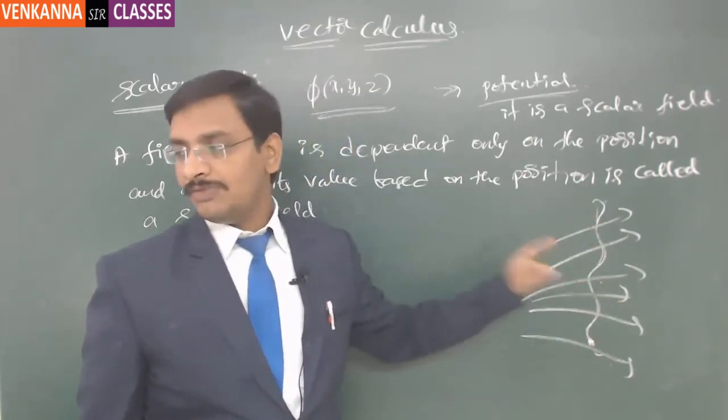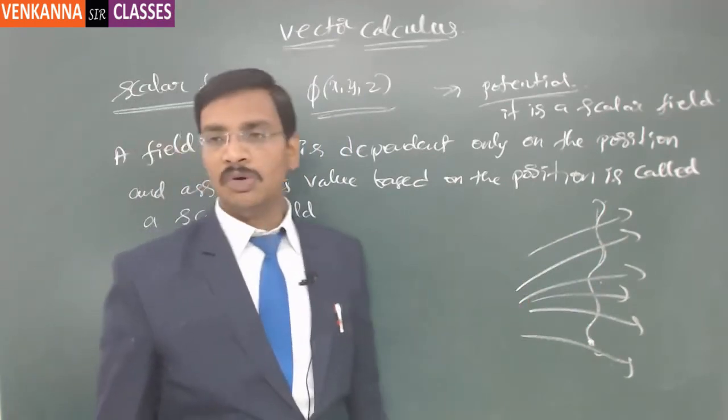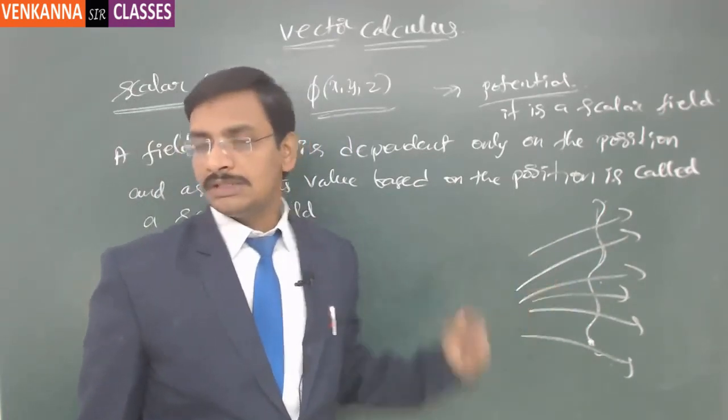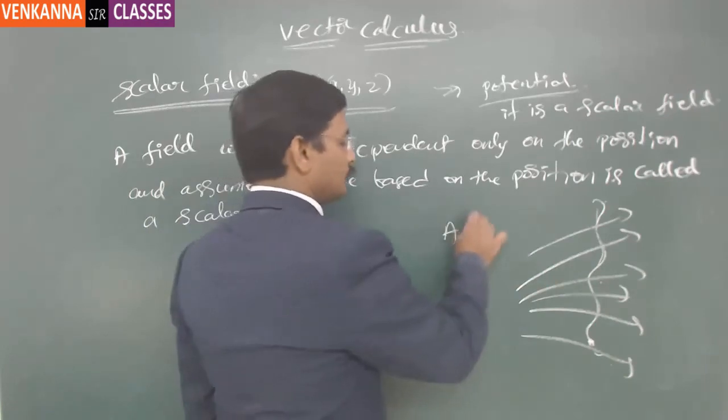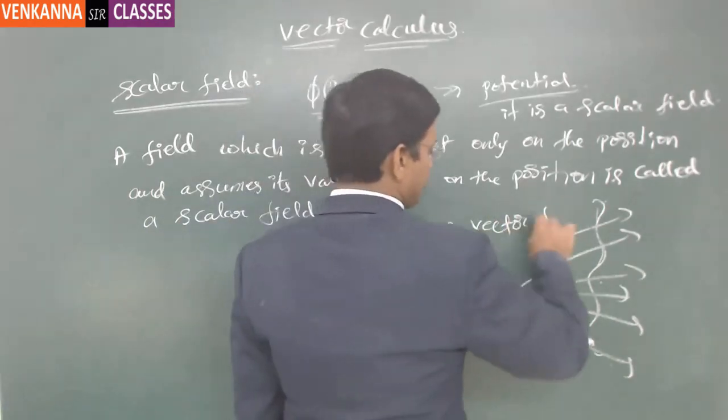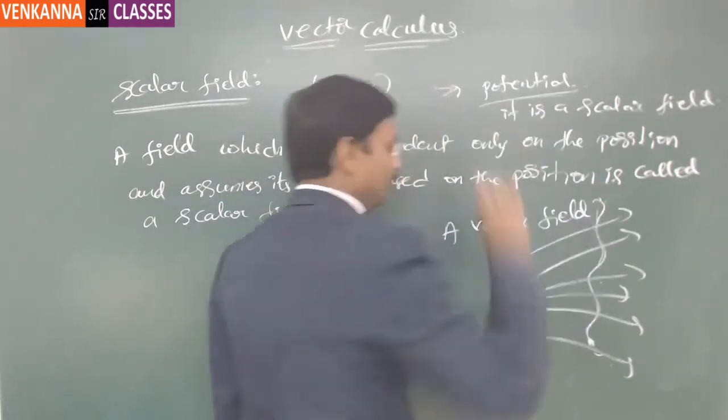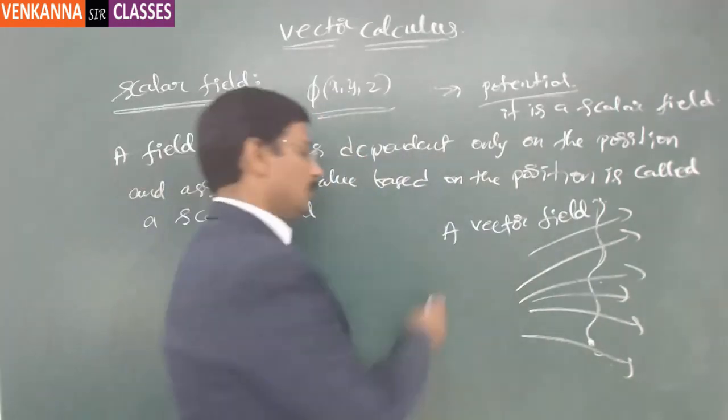So here the field is not a scalar anymore. This field is nothing but a vector field. So this is a vector field. Usually, for example, a fluid field.